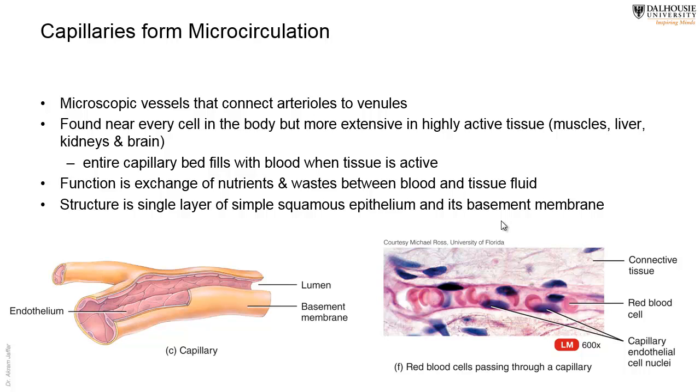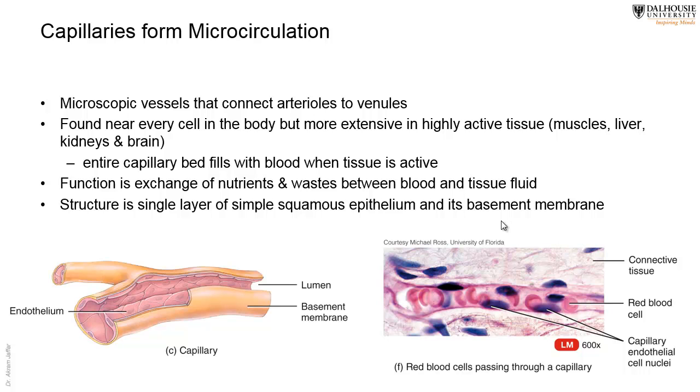And they are lined by simple squamous epithelium. You can see it here, lying on a basement membrane, so that the wall is very thin and exchange of material can take place, either oxygen or nutrients between the blood and the extracellular compartment, or the waste products will pass from the extracellular compartment and carbon dioxide return back to the blood.